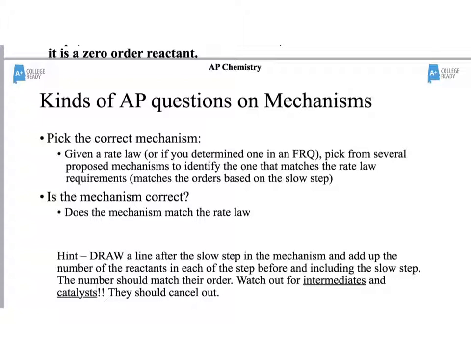My hint to you is to draw a line after the slow step in the mechanism and add up the number of reactants in each step before and including the slow step, and see if the number matches their order. Watch out for intermediates and catalysts. They should cancel out.